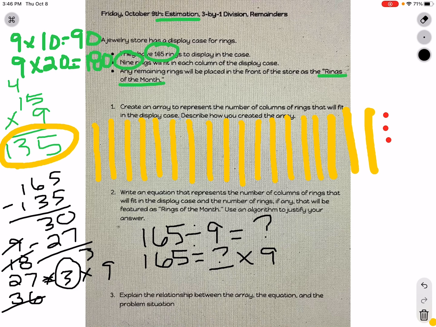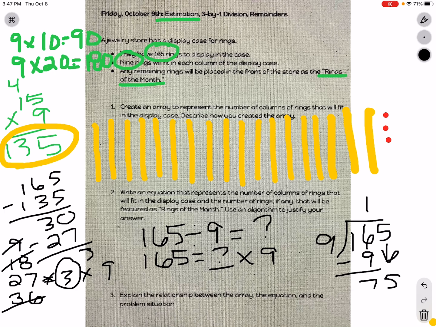So we're going to set this problem up as 9 divided into 165. 9 won't go into 1, but 9 will go into 16 one time. We're going to multiply 1 times 9, bring it down here and subtract it. 7. We bring our 5 down. 9 will go into 75 8 times. 8 times 9 is 72. And we're left with 3.